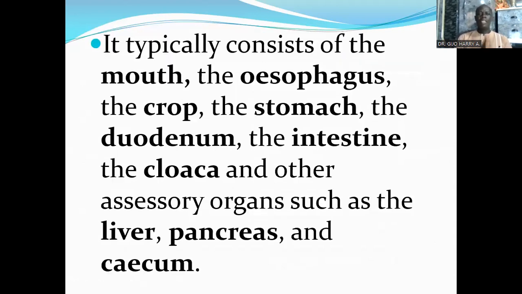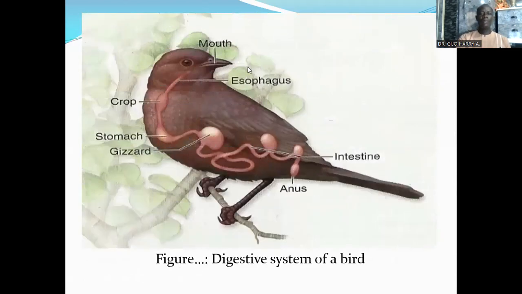The digestive system of birds typically consists of the mouth, the esophagus, the crop, the stomach, the duodenum, the intestine, and the cloaca, and accessory organs such as the liver, the pancreas, and the caecum. Now here's the digestive system of the birds.